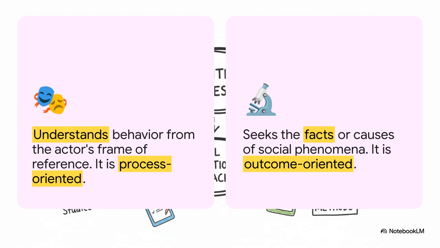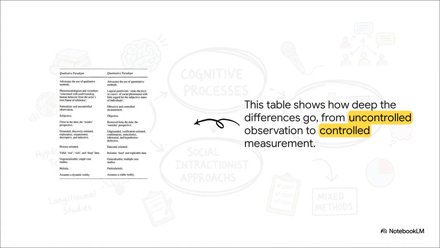Then, on the other side, you have the quantitative paradigm. This is more like a classic scientist in a lab coat. They're focused on measurable outcomes, asking how many and how much, trying to find hard facts and clear causes. And this chart really shows you just how deep those differences go. Just look at the words they use.